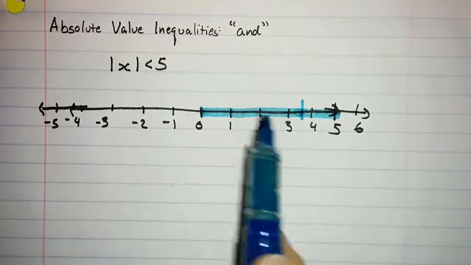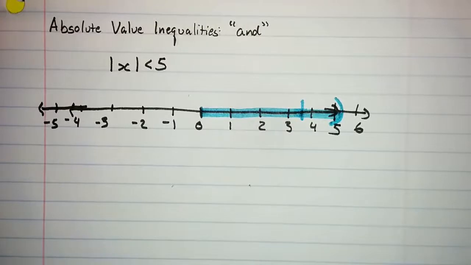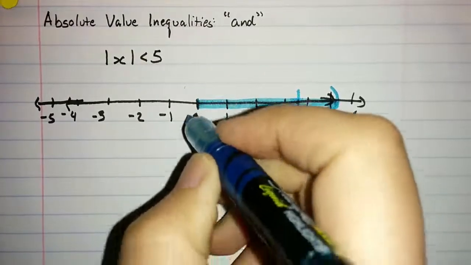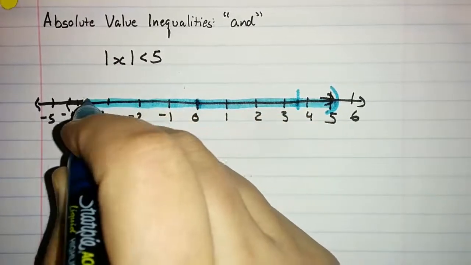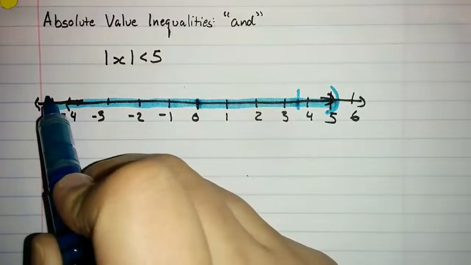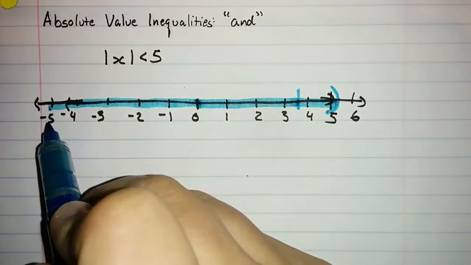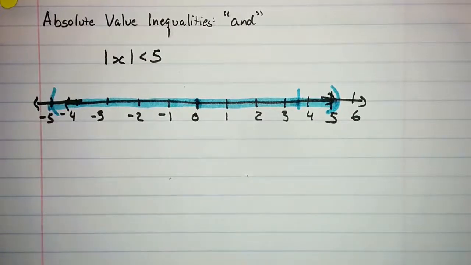Oh, the distance from 5 to 0 is exactly 5. So its absolute value is not less than 5. But anything smaller than 5, that's in. We'll write a round bracket out here at 5. 5 isn't in, but everything smaller than it is. How about over this way? 1, 2, 3, 4, 5 away. Over here we're at negative 5. Again, negative 5 is too far away, so it's not in. But everything above it is.